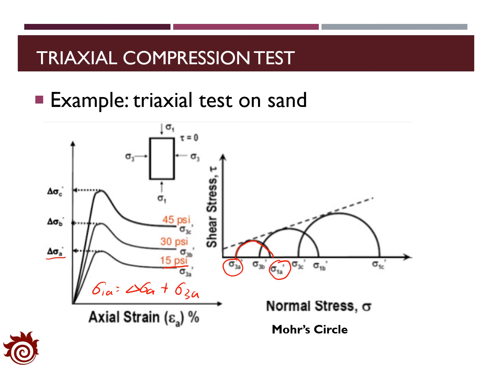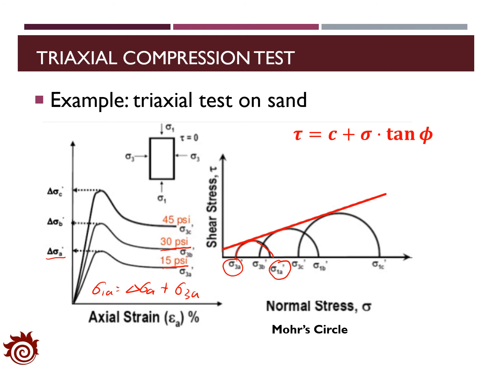Similarly, for the second confining stress, 30 psi, and the third one, 45 psi, we can get two more circles. For these three circles, we can draw a line which is tangent to all the circles, and the relationship between the shear stress and normal stress along this line is shown in this equation.